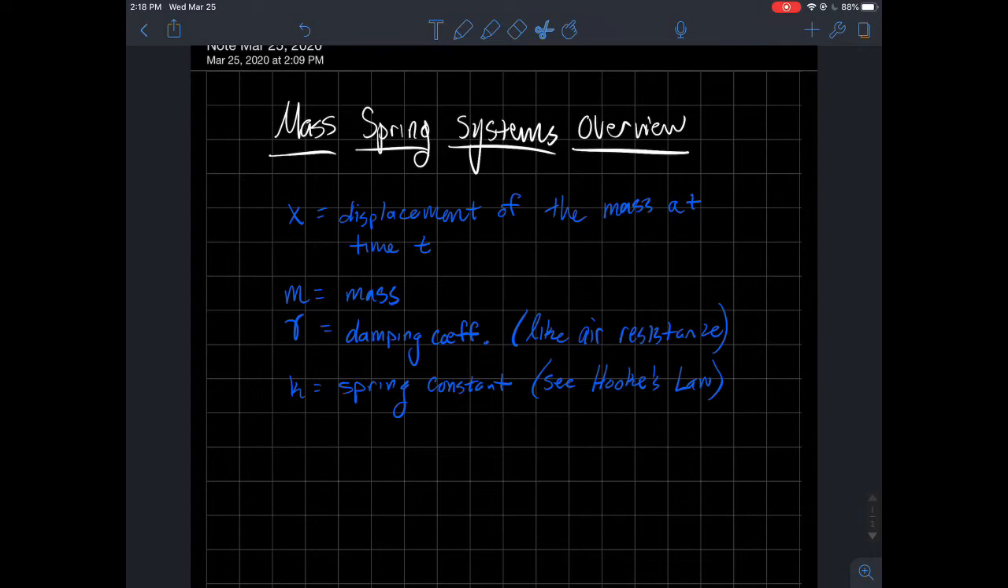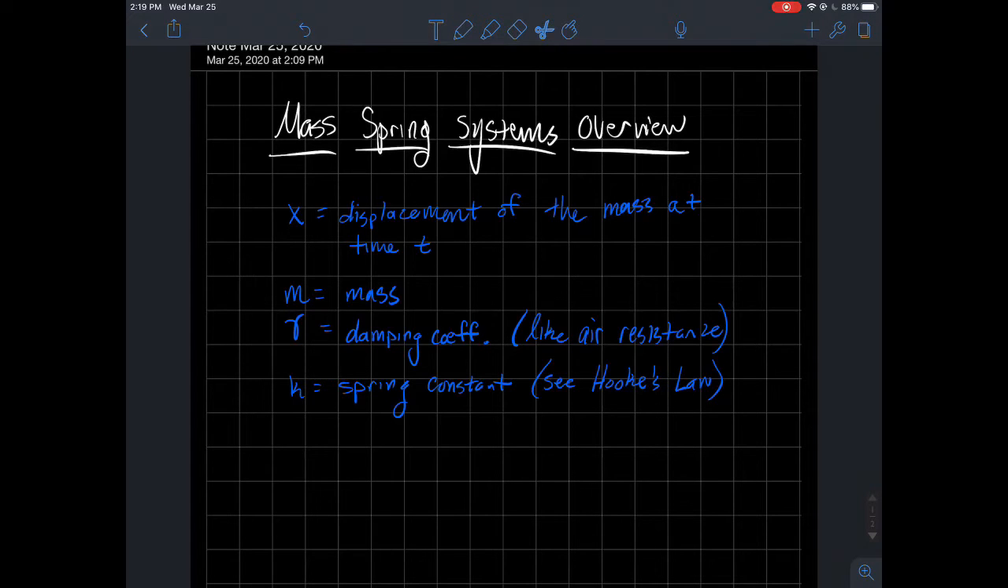This is just a quick overview of mass spring systems and how they work. For what I'm going to tell you about, x is going to be the displacement of some mass at time t that's hanging from a spring. Maybe I push the mass in a little bit and let it go, or maybe I pull the mass and let it go. What I want to do is model the motion of the mass as time goes on.